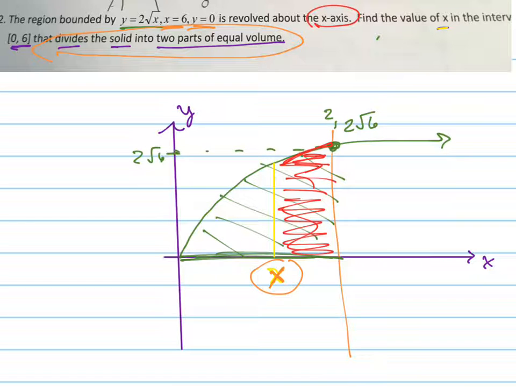The top is 2 root x, the bottom is 0, I'm saying. So it's from... No, it's not going to be from 0. It's going to be from x to 6.